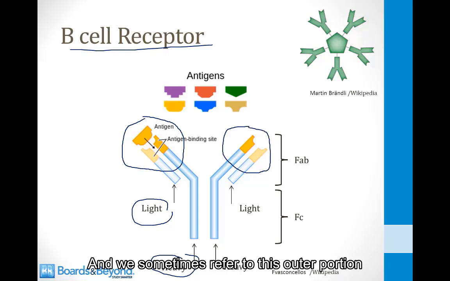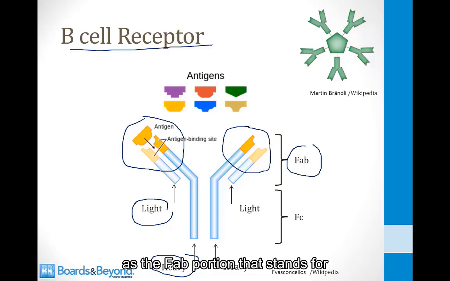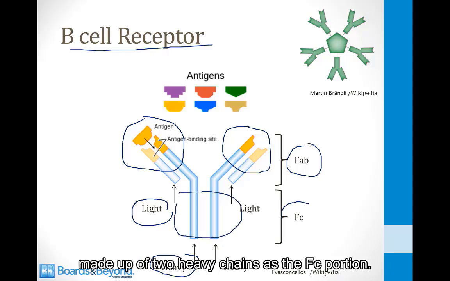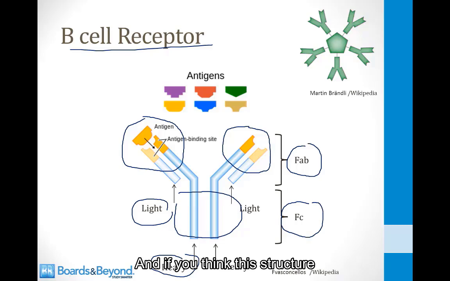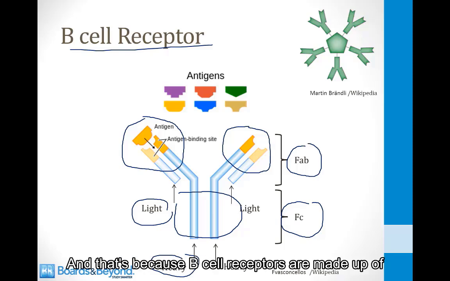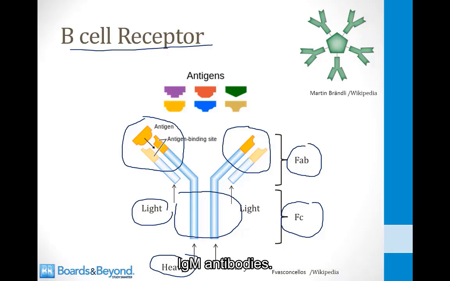We sometimes refer to this outer portion as the FAB portion, which stands for fragment antigen binding. And we sometimes refer to this inner portion made up of 2 heavy chains as the FC portion. If you think this structure of the B cell receptor looks familiar, you are correct. It looks like an antibody. And that's because B cell receptors are made up of IgM antibodies.